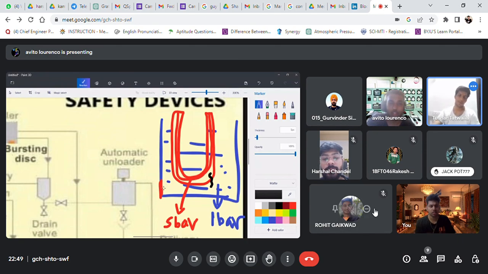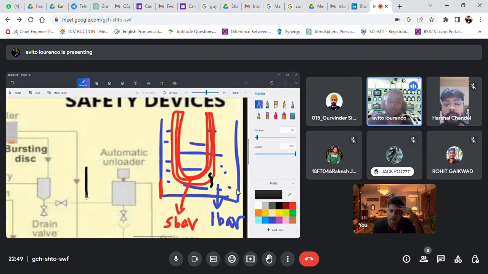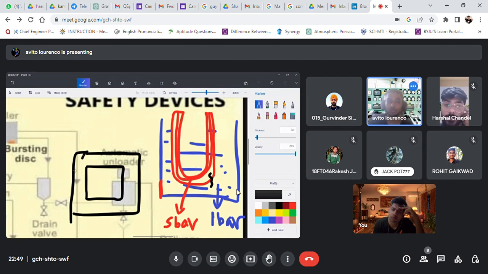So as per the question we asked, someone asked Orvin sir how the bursting disk will be created. You will have one main hole, and this is part of the compressor. Whatever is shaded, imagine it as the compressor intercooler walls.